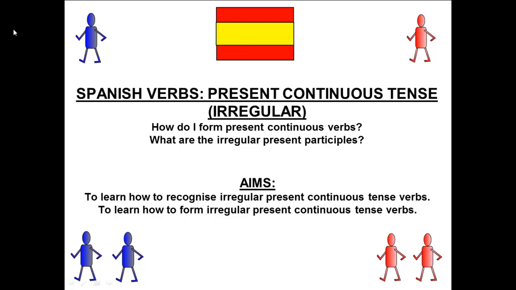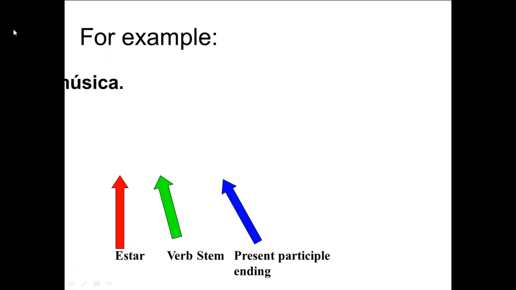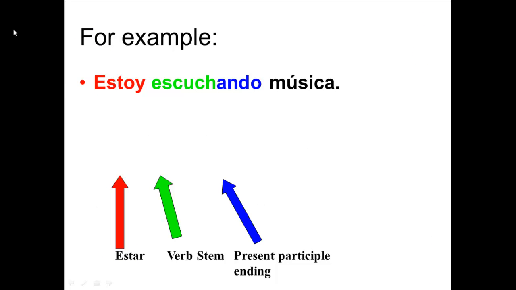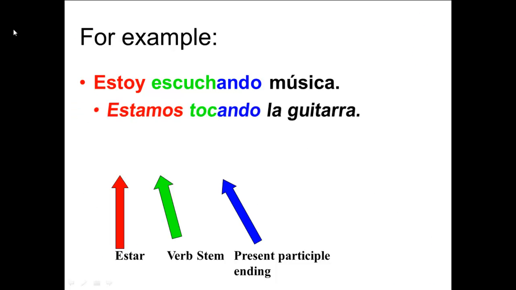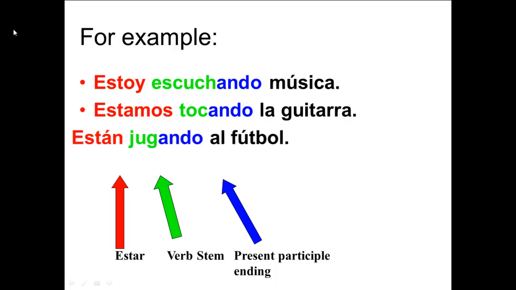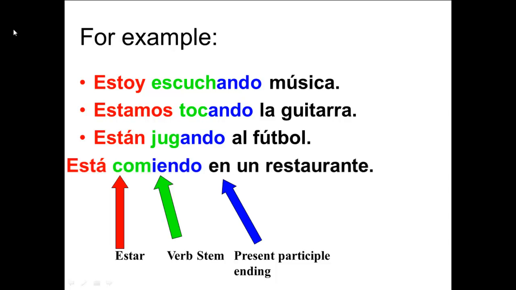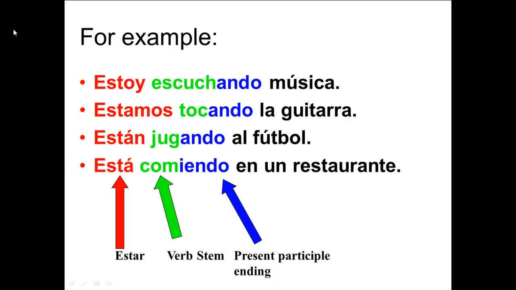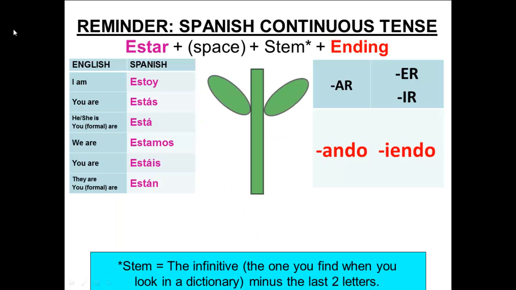Our aims are to learn how to recognise irregular present continuous tense verbs and to learn how to form irregular present continuous tense verbs. For example, estoy escuchando música, I am listening to music. Estamos tocando la guitarra, we are playing the guitar. Están jugando al fútbol, they are playing football. Está comiendo en un restaurante. He or she is eating in a restaurant, or you formal are eating in a restaurant.